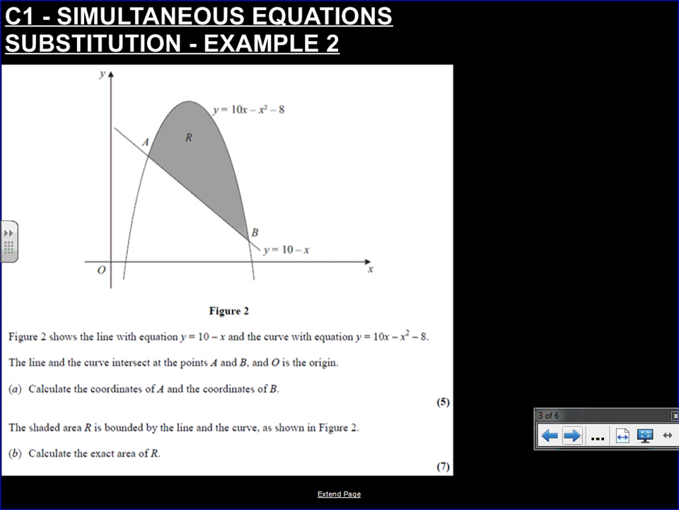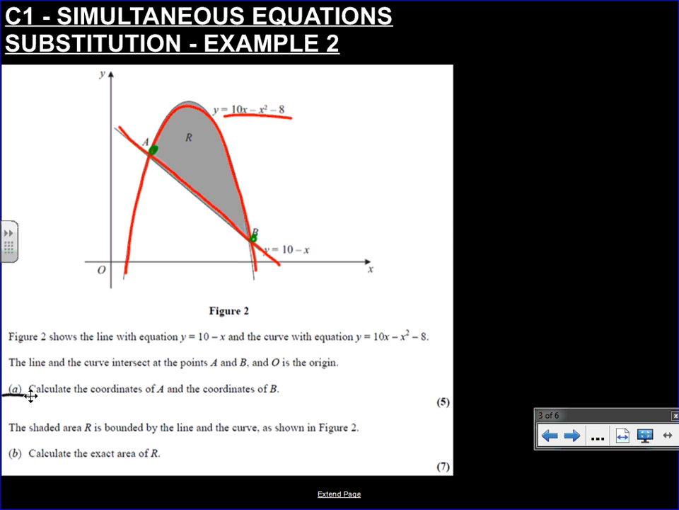Let's look at example 2 then, another example of where simultaneous equations come in. Here we've got a curve. This is an exam problem. So we've got a curve of y equals 10x minus x squared minus 8. And here we've got a straight line, y equals 10 minus x. This is a substitution problem if we're trying to find, for part A, calculate the coordinates of A and the coordinates of B. That is the points where the x and y value of these two curves are the same.